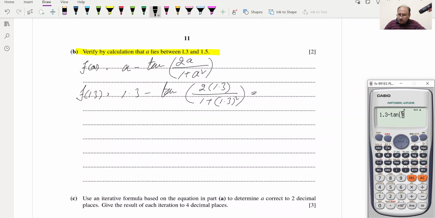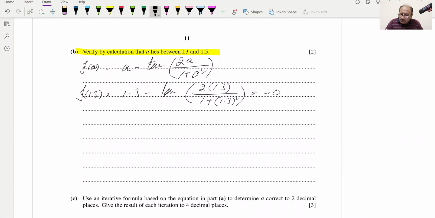This will be 1.3 minus tan of the fraction 2.6 over 1 plus 1.3 squared. We have to take the radian mode, so this will be equal to minus 0.148, and this value is for 1.3.